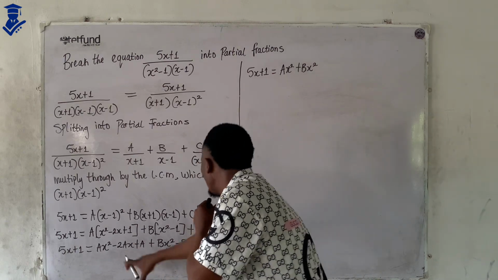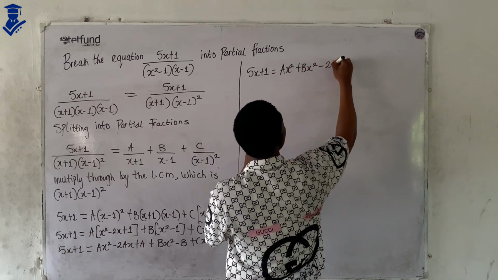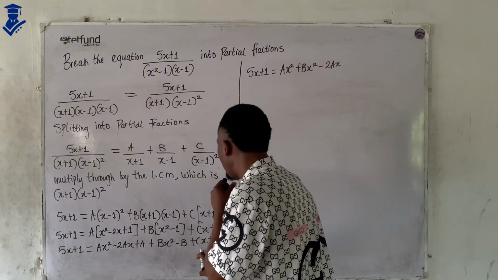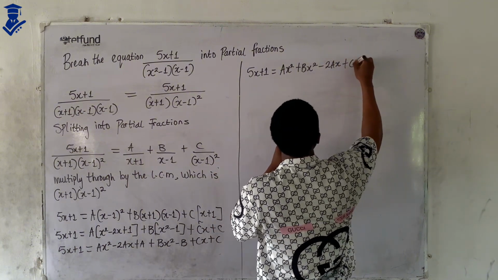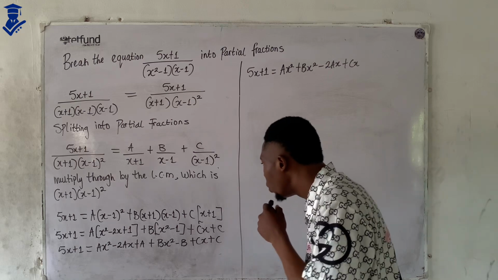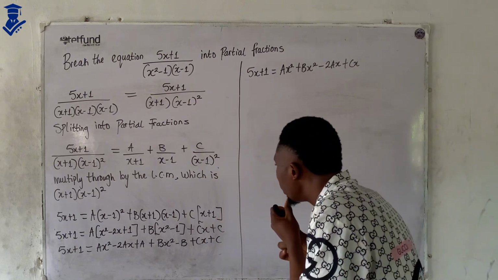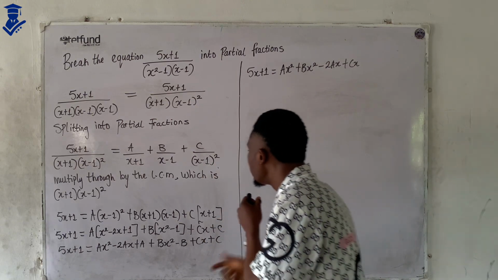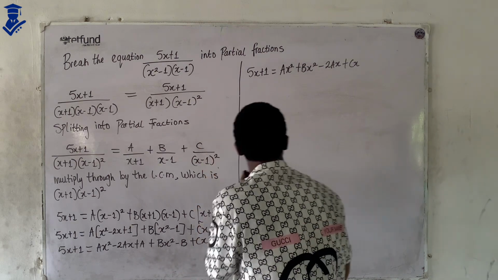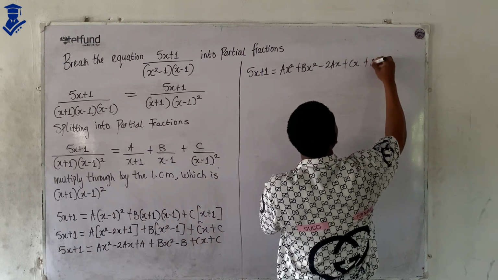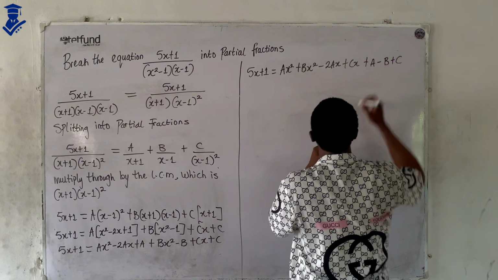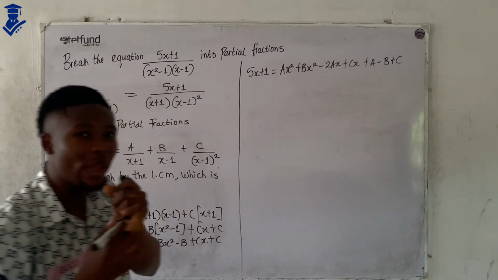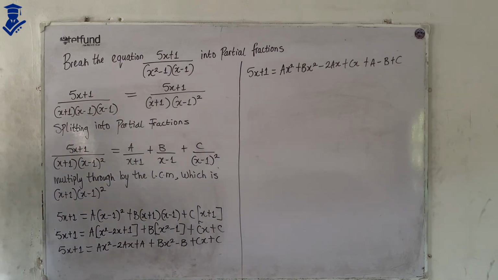This is minus 2ax, then plus cx. Now, is there any other x term? No. Now, let's group the constants. So, we have a minus b plus c. So, we have plus a minus b plus c. This is what we have, plus a minus b plus c.